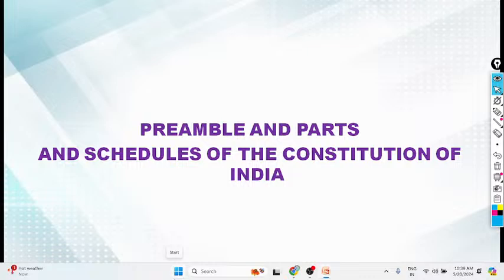So try to understand the reasons, then only you will be able to remember the parts. It's not very difficult. And also schedules, first schedule, second schedule. Originally we had 8 schedules, now we have 12 schedules. Try to learn which schedule was added by which Constitutional Amendment Act enacted by Parliament.